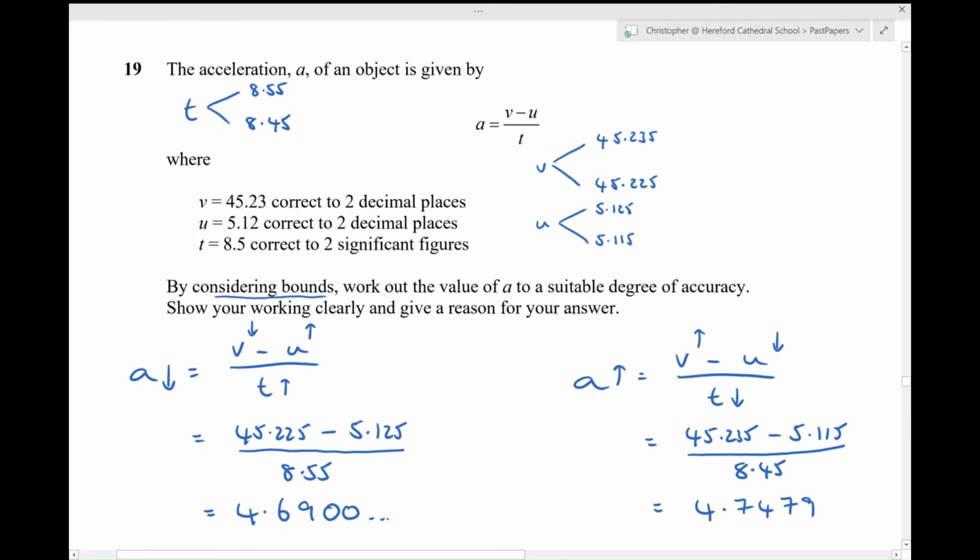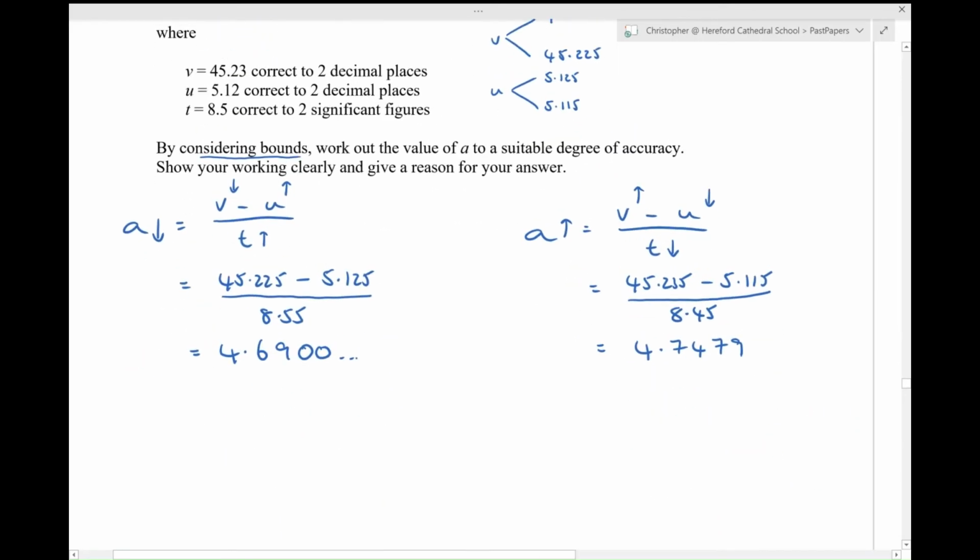Now, what can I say about the value of a? I know the value of a to the nearest whole number is going to be 5, because this version gives me a value of 5, and that version gives me a value of 5. Can I take it to one decimal place? Well, this version gives me a value of 4.7 to one decimal place, and this value also gives me a value of 4.7 to one decimal place.